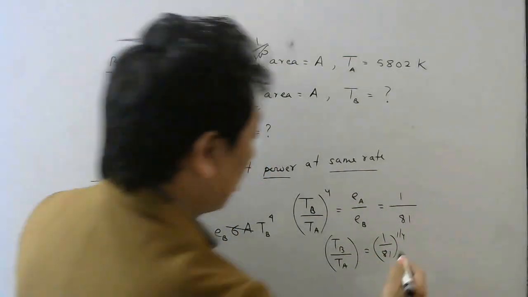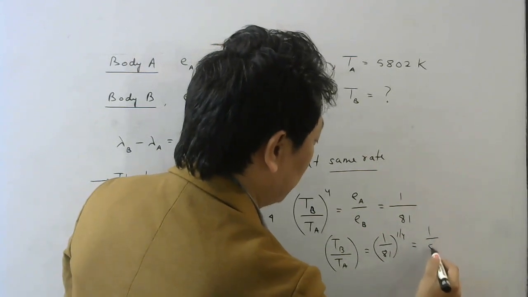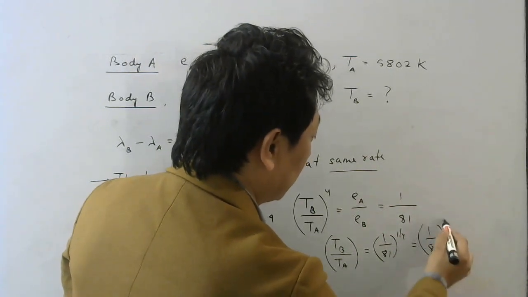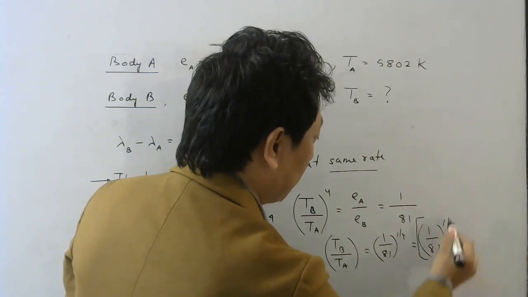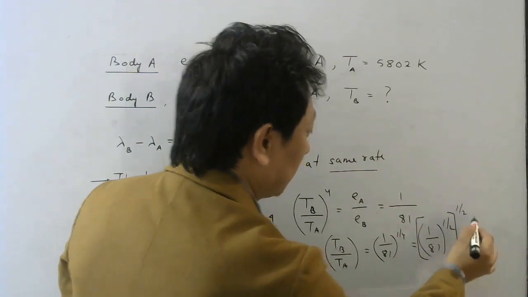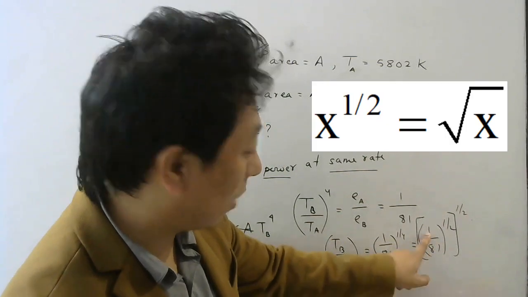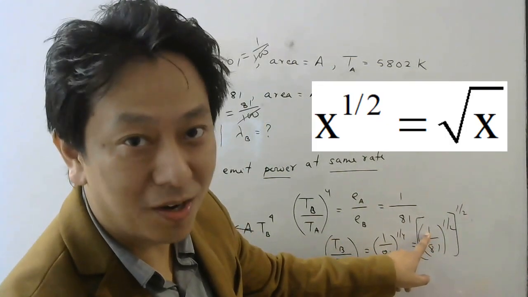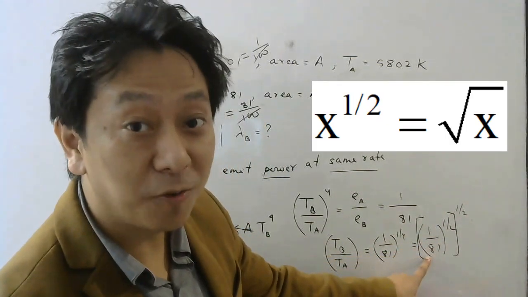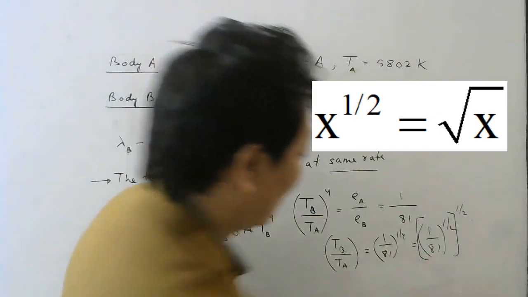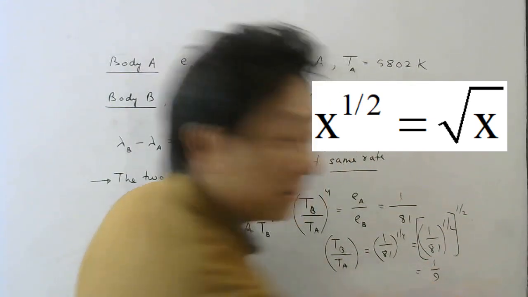Isn't it? So now how to do this? Well, you should know 1 by 4 can be written as 1 by 2 again power 1 by 2. Isn't it? Right? So what is the square root of 1? Square root of 1 is 1 only in the numerator. But in the denominator, square root of 81 is 9. So this will be 1 by 9, right?